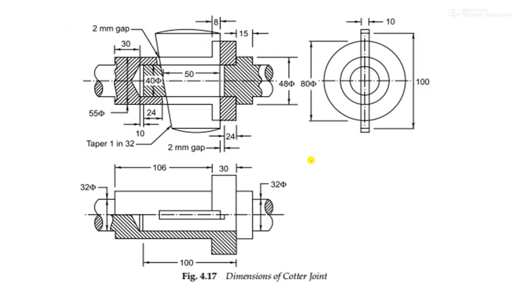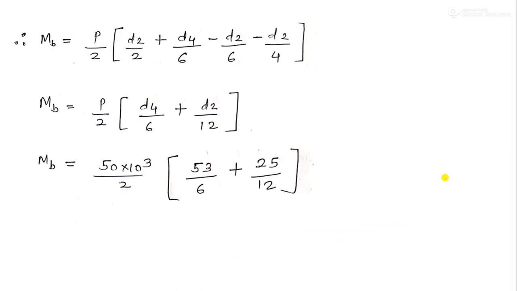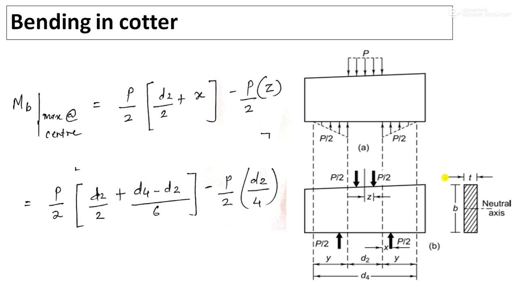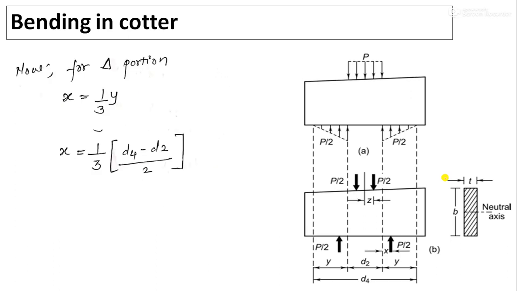Now next you can draw this diagram, give all the dimensions, and do the modeling in Fusion 360 or SolidWorks. I hope you understand. So in this particular part, there is bending in the cotter. I have explained it fast, but for the detailed analysis you can watch the video of the knuckle joint itself.